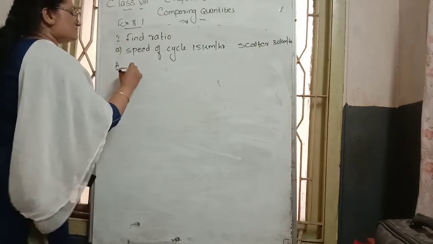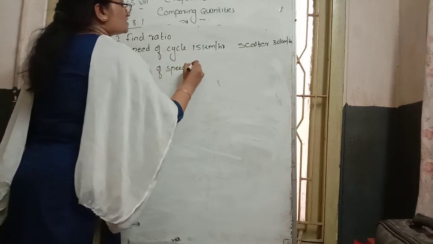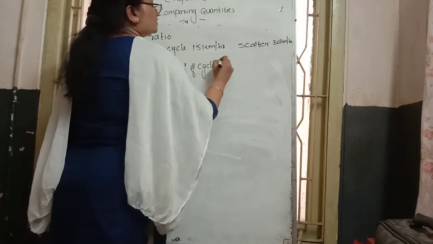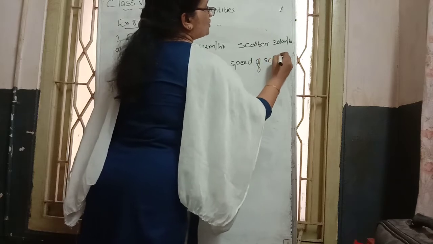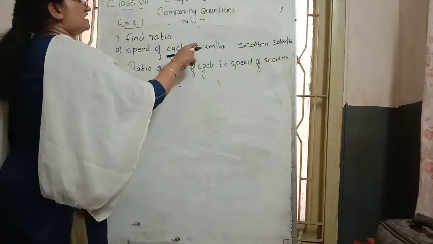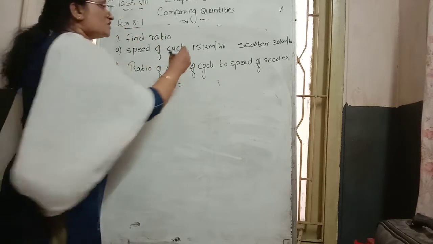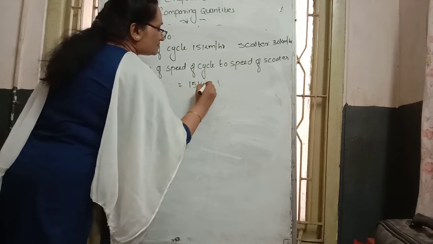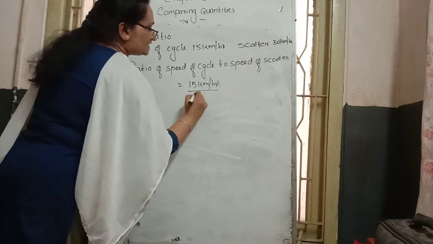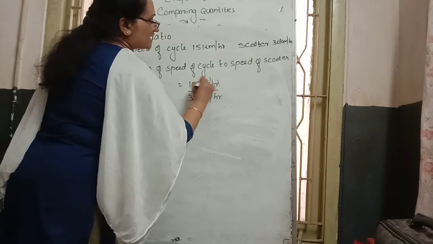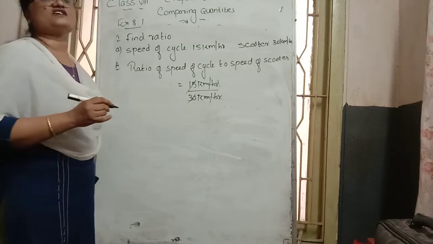Find the ratio. So how can we write it? The ratio of the speed of cycle to the speed of scooter. We want to find the ratio. Ratio means first of all we write it in fractional form. The cycle speed is 15 kilometer per hour, and the scooter speed is 30 kilometer per hour. Both have the same unit, so we can remove the unit. Then cancellation is possible.